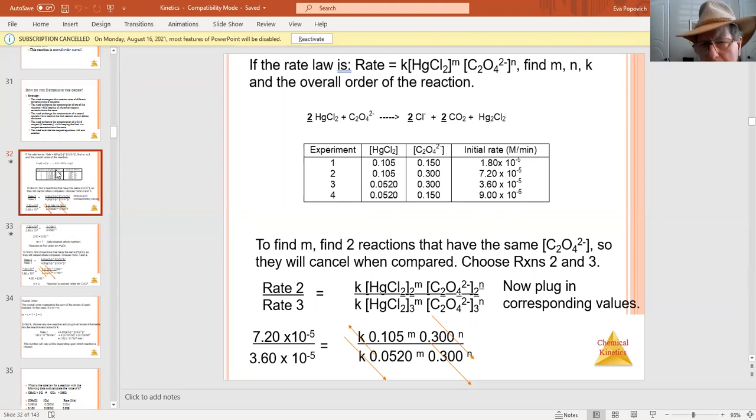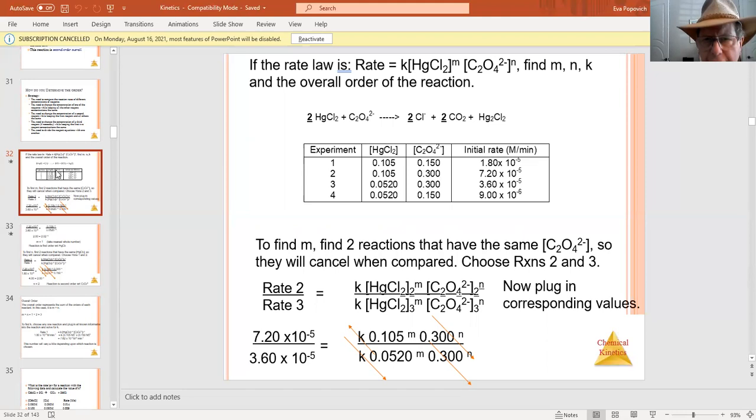One and four. One and four. Okay. What's staying the same? The C2O4. All right, that's staying the same. So this means that I'm going to be solving for the order of the compound that's changing its concentration.